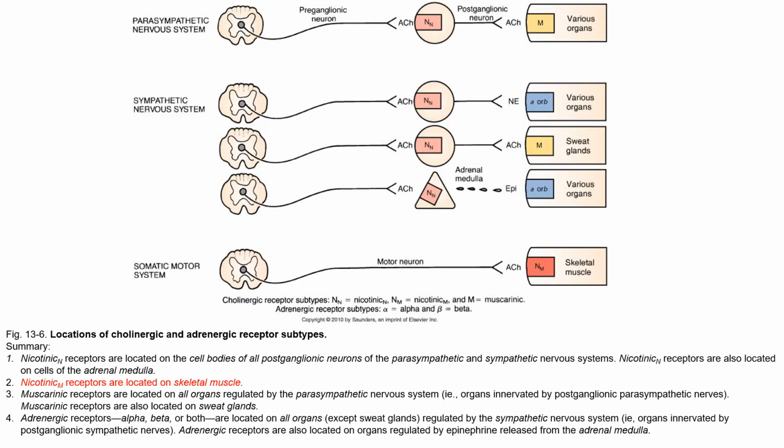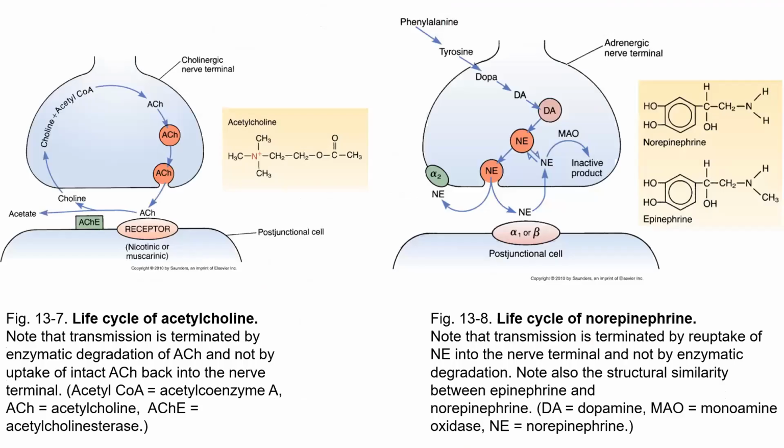In the sympathetic, again, it's either acetylcholine, norepinephrine, or epinephrine. Epinephrine will only be secreted by the adrenal glands. So under the sympathetic it's acetylcholine or norepinephrine, in addition to the adrenal glands, which secrete the epinephrine. The next slide provides an explanation of the life cycle.